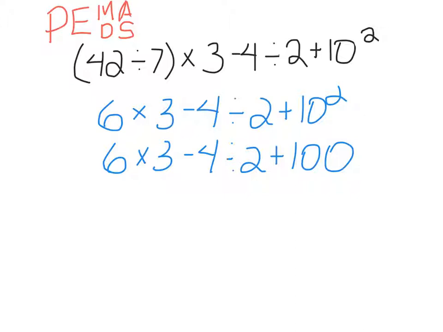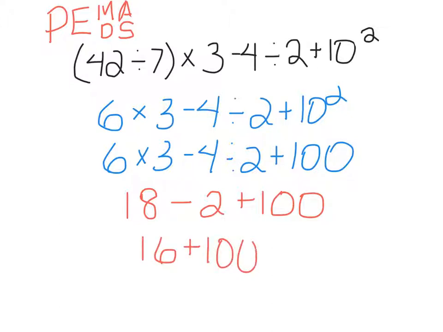Now we're going to multiply and divide going from left to right. So even though I have a division here, I have multiplication that comes first because I'm working left to right. So we have 6 times 3, which would equal 18, minus 4 divided by 2, which equals 2, plus 100. Now all that's left is to add and subtract, and we just do that going from left to right. So now we're going to start with 18 minus 2, which equals 16, plus 100. 16 plus 100 equals 116.